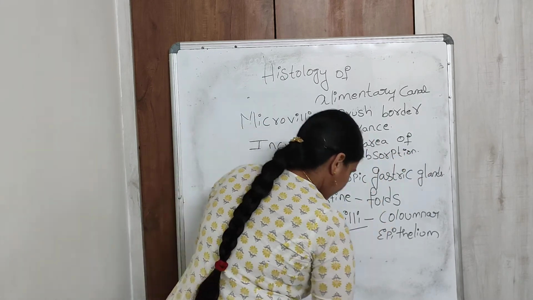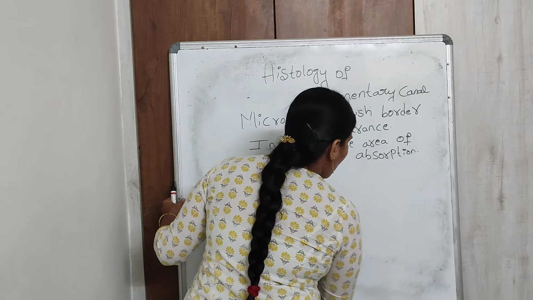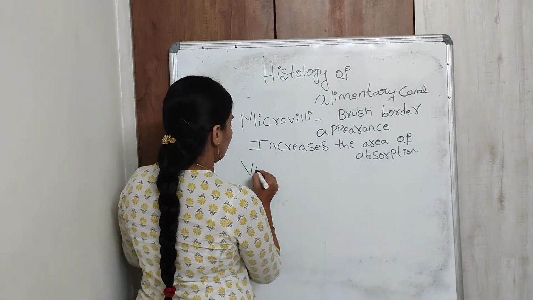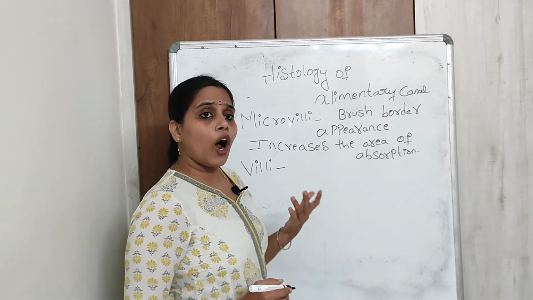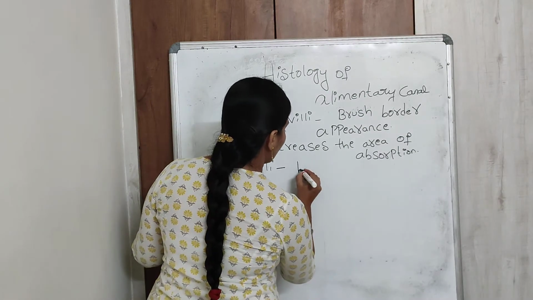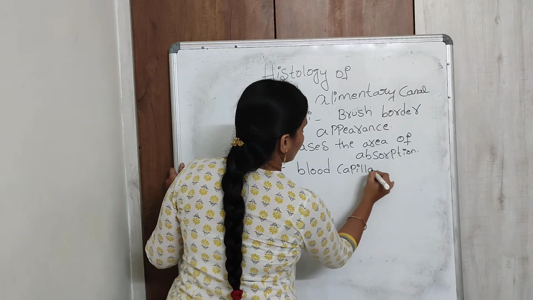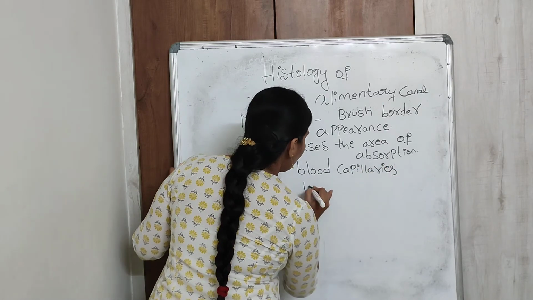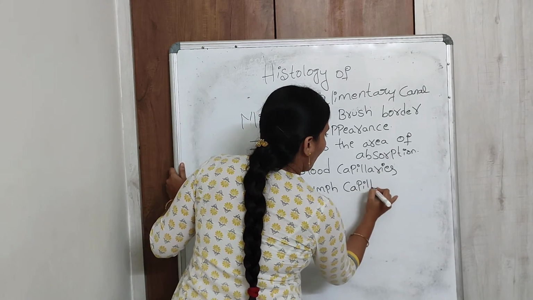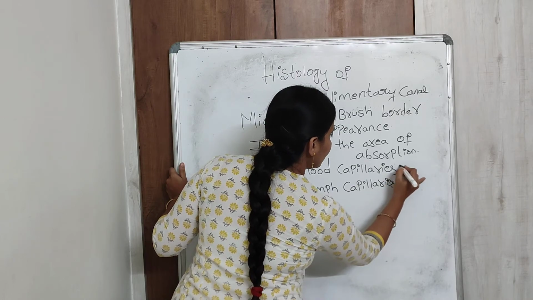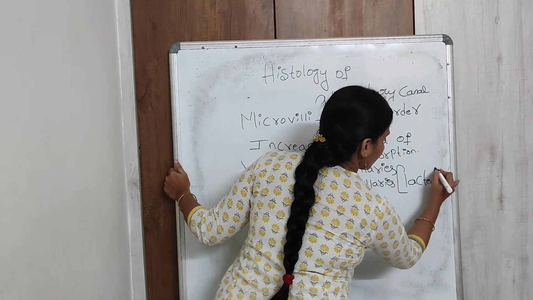Right. Now, you know what villi contain. We already know the villi contain a bunch of blood capillaries. Not only blood capillaries, children, along with the blood capillaries, lymph capillaries are also present, and these lymph capillaries are known as lacteals.